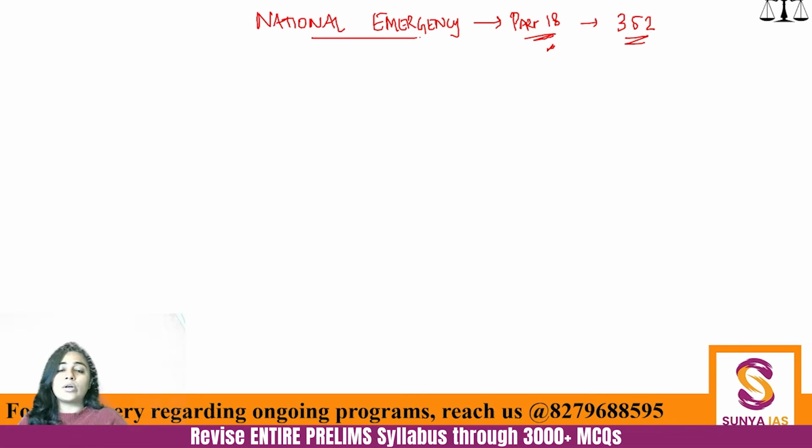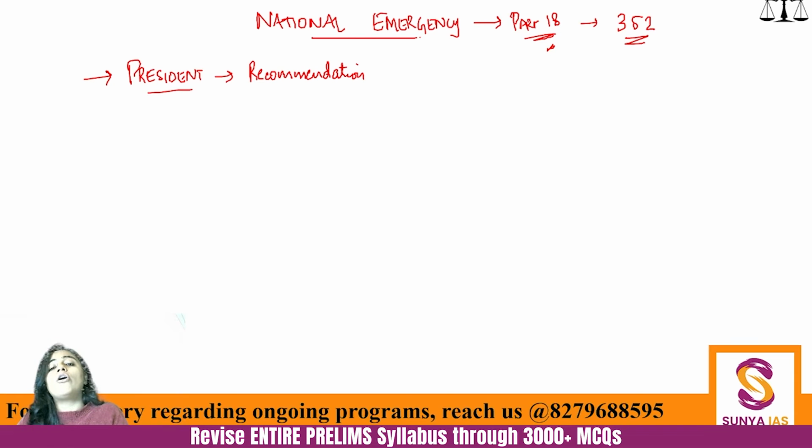Now, please understand what national emergency is. National emergency is supposed to be announced by the President of India on the recommendation, and please start making notes side by side, on the recommendation of cabinet. Here is where the word cabinet was inserted in the Indian Constitution. And if you get a question that the word cabinet is not mentioned in the Constitution, that will be incorrect.